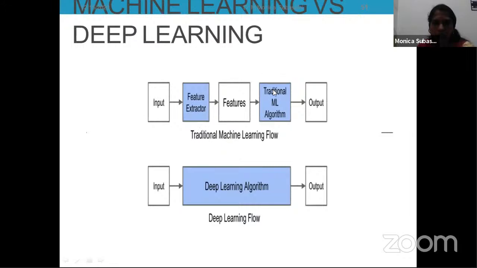You have to apply individual algorithms for all these processes: for pre-processing, extraction of features, and the selection of features. Individual algorithms have to be applied in machine learning. But in deep learning, one single network can be applied, which will complete all these processes. So this is how we reduce the time. No need to work separately.